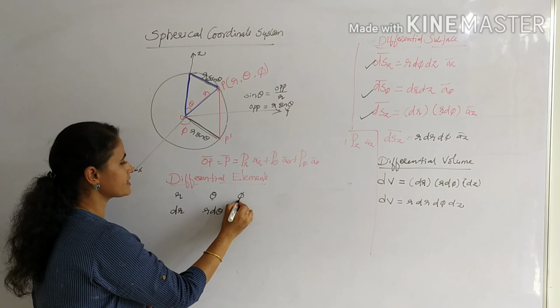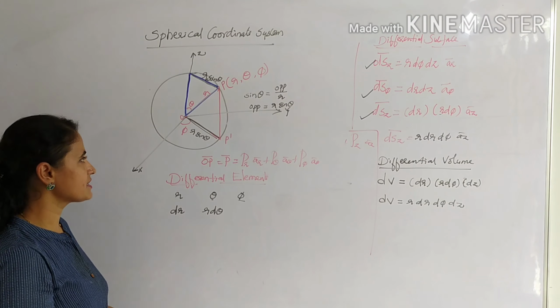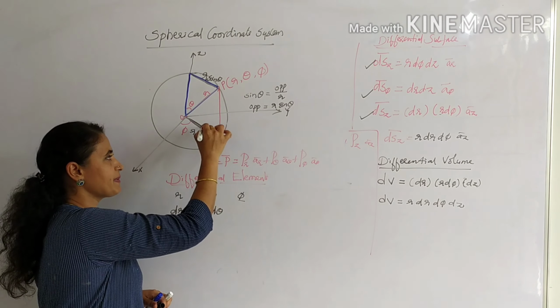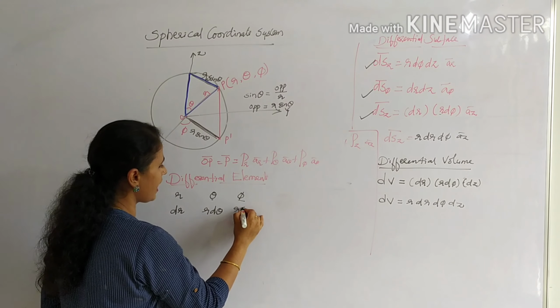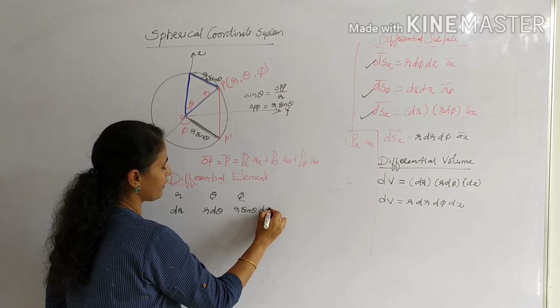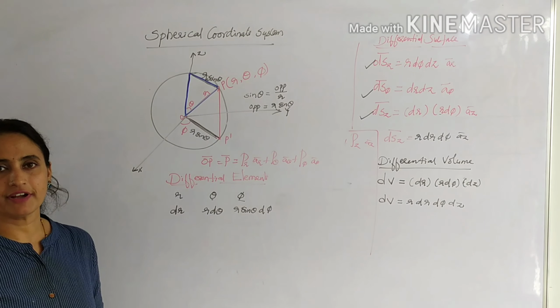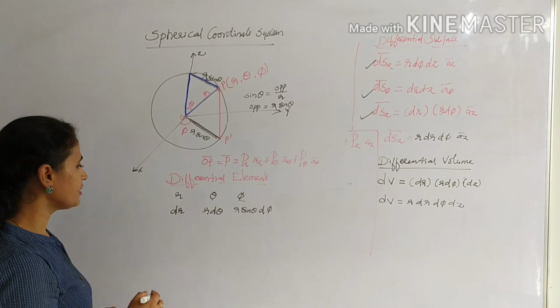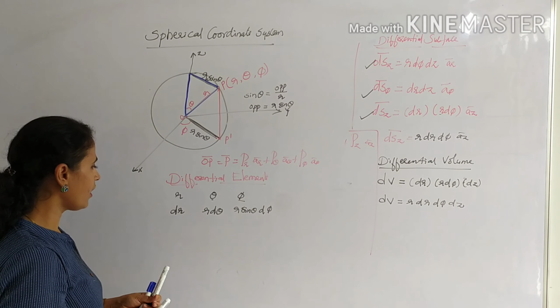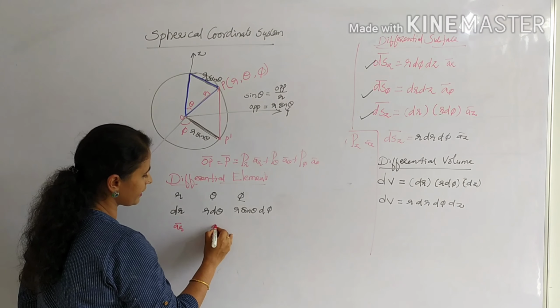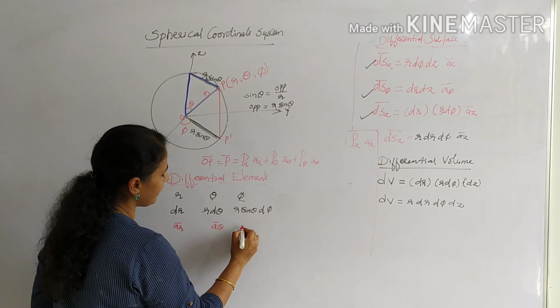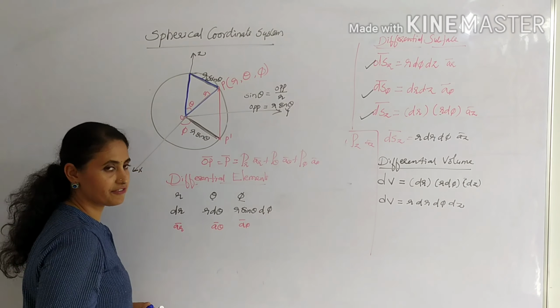Now what is the change in phi? The change in phi is with respect to this line, which we obtained as r sine theta d phi. And the unit vectors are: along r is ar, along theta is a theta, along phi is a phi.